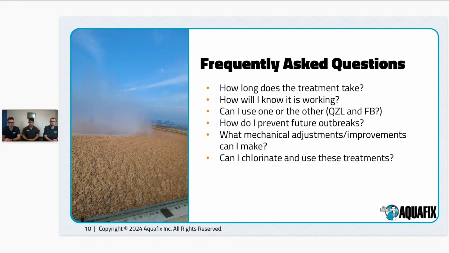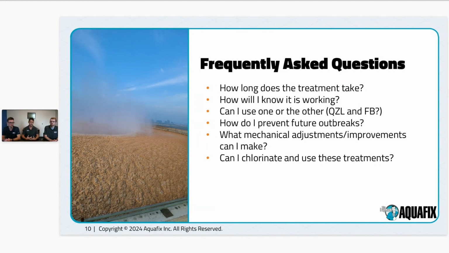Other mechanical adjustments you can make is get an understanding of your sludge age. Mallow loves old sludge age, so that's an easy way to just make a simple adjustment in terms of being able to waste out some of it and bring in younger bacteria, again, to build that solid foundation and that healthy bacteria. Chlorinate and use our bioaugmentation products for sure.